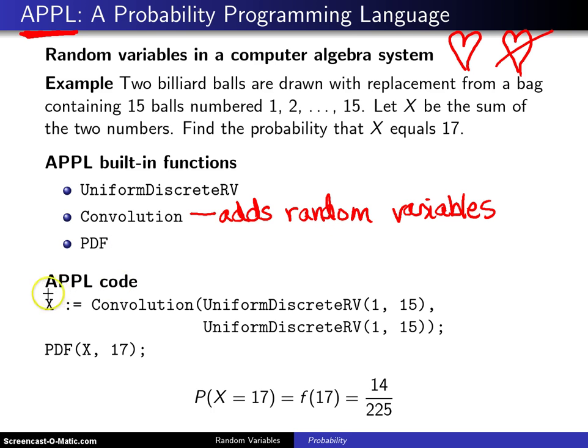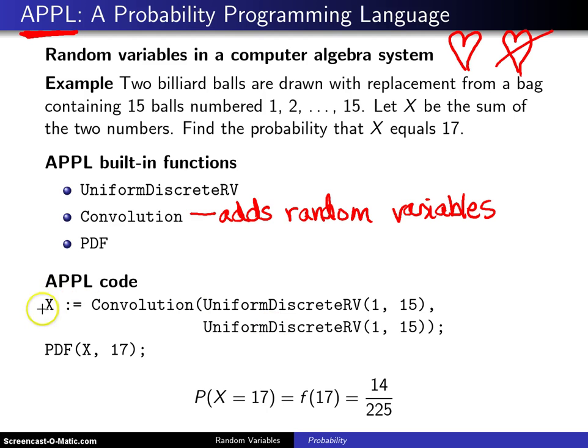Well, here is the APPL code. It's just 2 lines of code. Here's the first line. You set x equal to the convolution, which will add the 2 random variables, of a uniform discrete random variable from 1 to 15, and another uniform discrete RV from 1 to 15. Those are the 2 draws of the billiard balls from the bag.